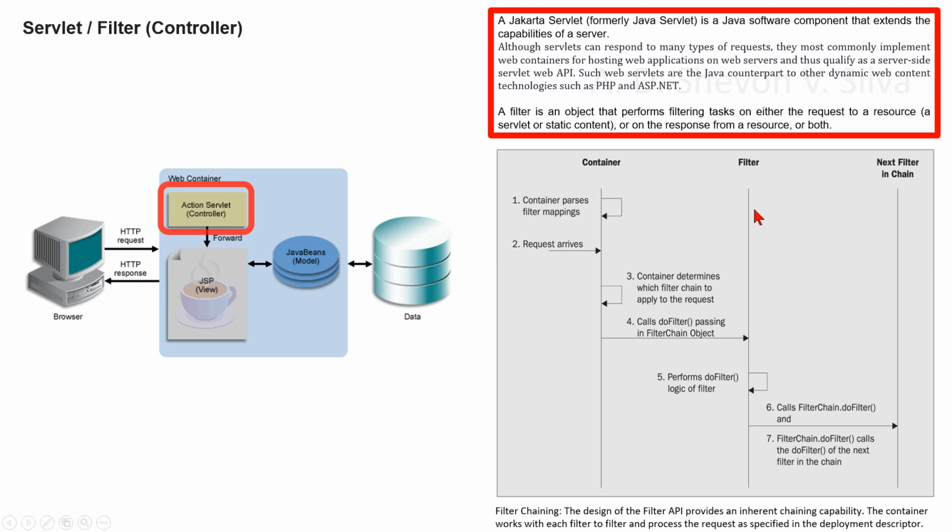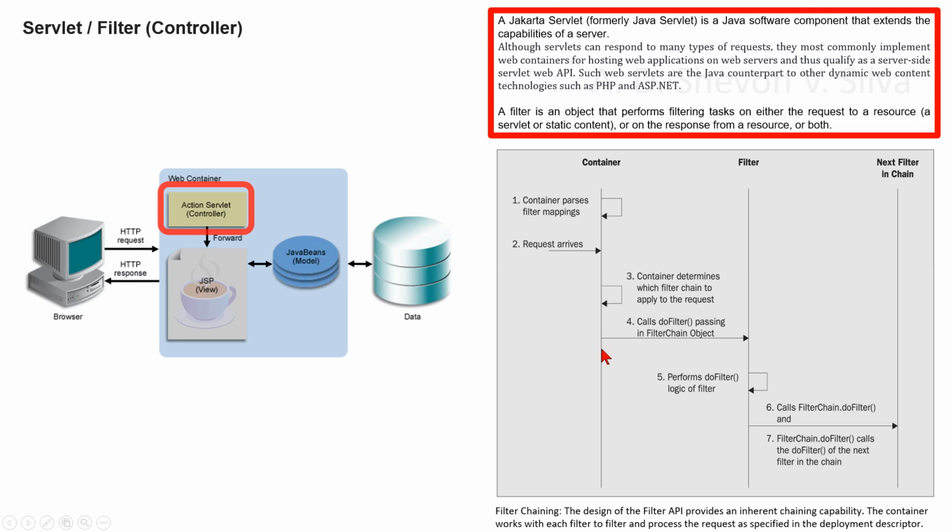This figure is a UML diagram of the interactions. Here is an explanation of what happens. 1. The container passes the filter mappings defined in the web.xml file of the application. 2. The request arrives, accessing the resource in the application. 3. The container determines the filter chain that will be applied to the request.